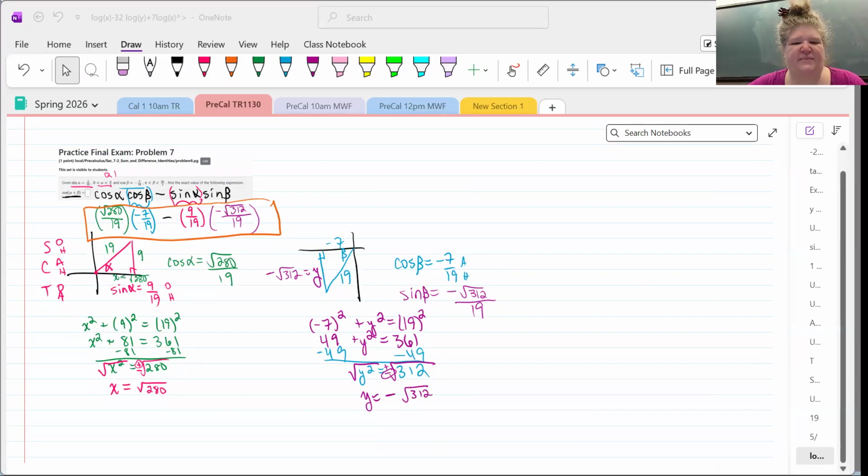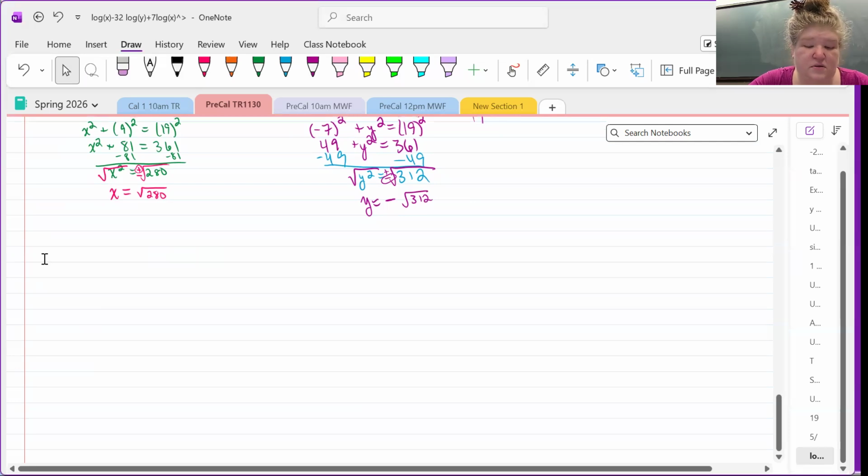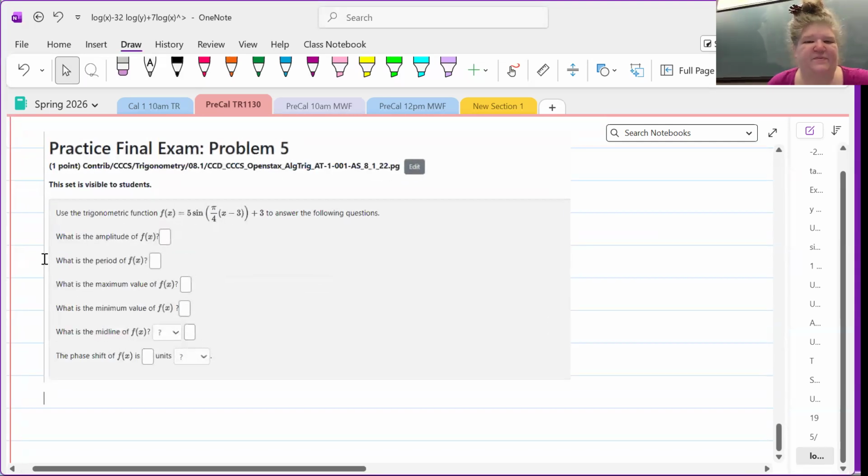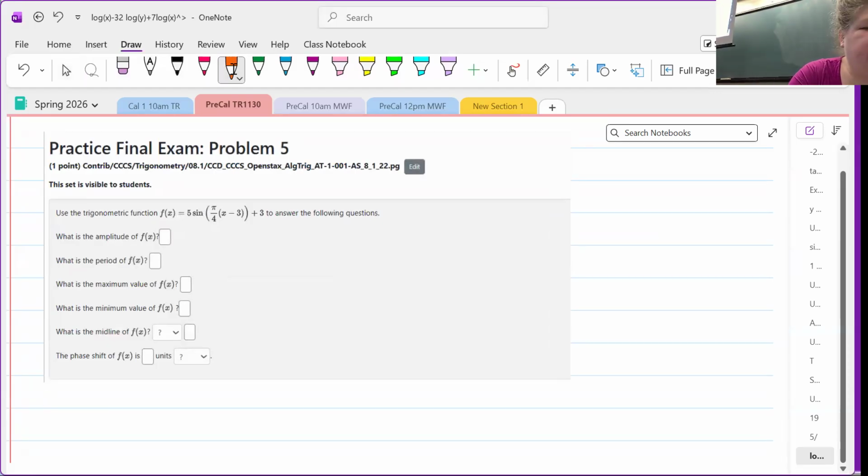You don't have to find the max and the min. So that was problem 5. So let me throw it up there. So all you need to do on the test is everything except the max and the min.